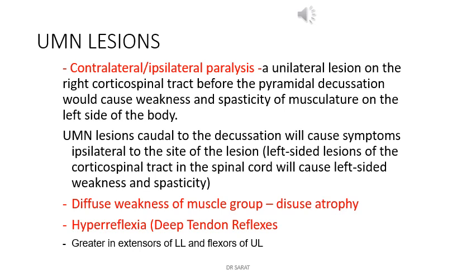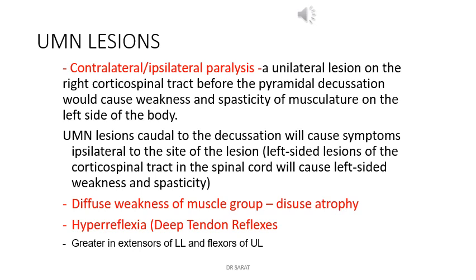The first point is contralateral and ipsilateral paralysis. In UMN lesion, both contralateral and ipsilateral paralysis can be seen. That means if the lesion is found above the pyramidal decussation in the medulla, it would cause spasticity or weakness of the muscles of the left half of the body if the lesion is occurring in the right corticospinal tract before the pyramidal decussation.